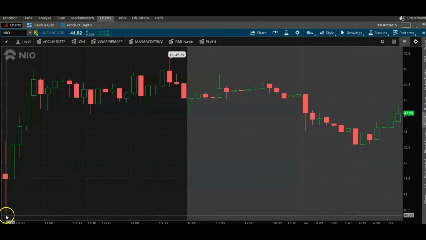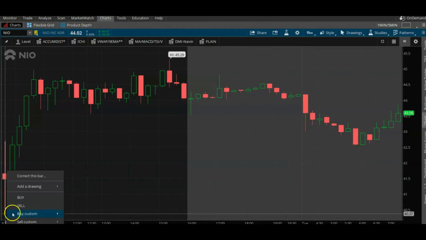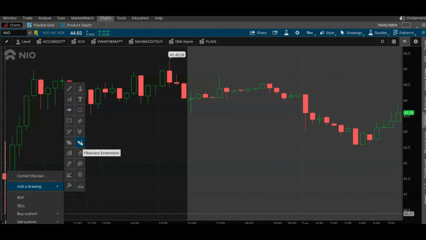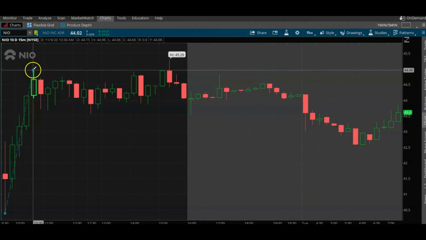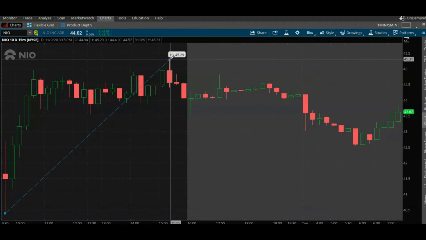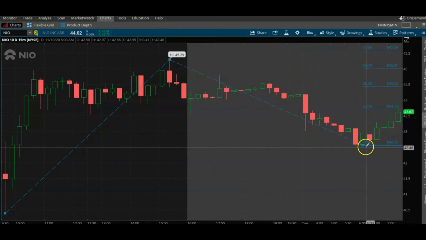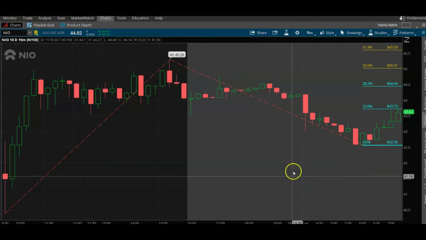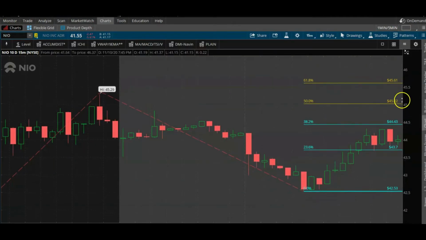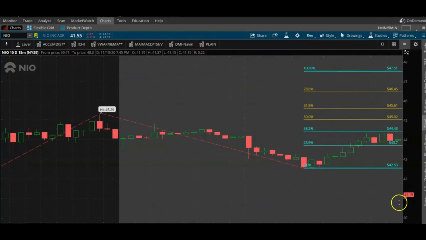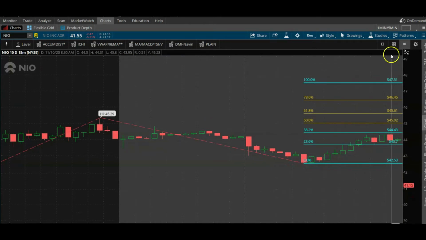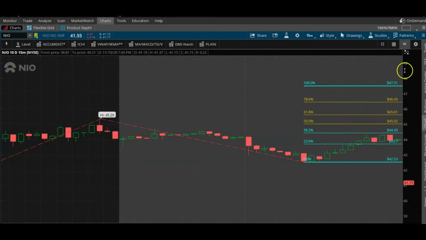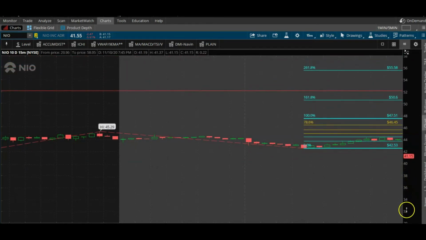I'm going to draw my Fibonacci extension from the swing low to the swing high. This is the swing high of yesterday's trading session. And then we're going to draw it down to the swing low during pre-market. And right there, it sets me my Fibonacci levels. Zooming out a little bit more, we can see that extensions actually extend beyond price action. Perfect for long-term trades.